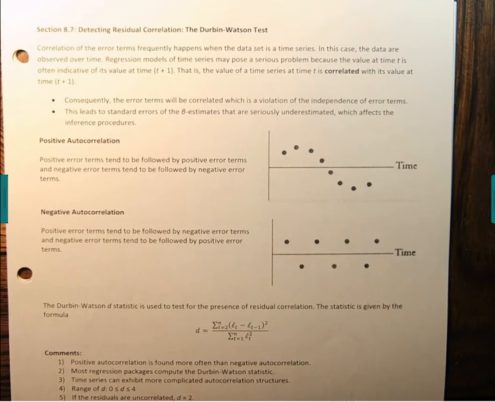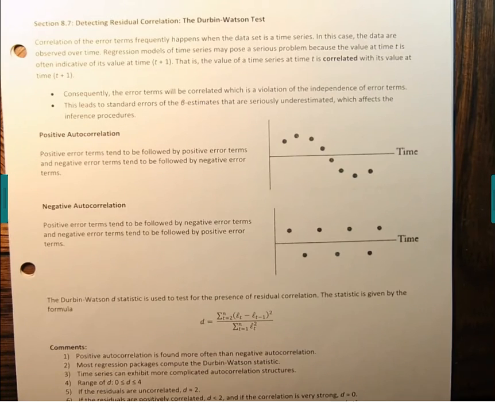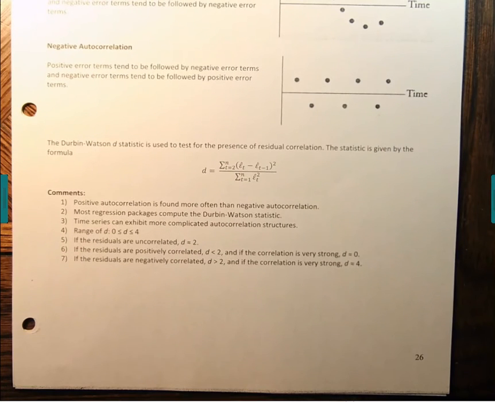And we can test for different types of autocorrelation by using what is known as the Durbin-Watson test statistic. And so here is the test statistic. Notice that it is calculated in terms of the residuals. You've got those epsilon hats there. And so just a couple of comments about this. Positive autocorrelation is found more often than negative. Most regression packages will compute the Durbin-Watson statistic for you, so we're not going to calculate that by hand. Time series can exhibit more complicated autocorrelation structures. So these are just two simplistic ones. We're going to look at more when we get to time series data.